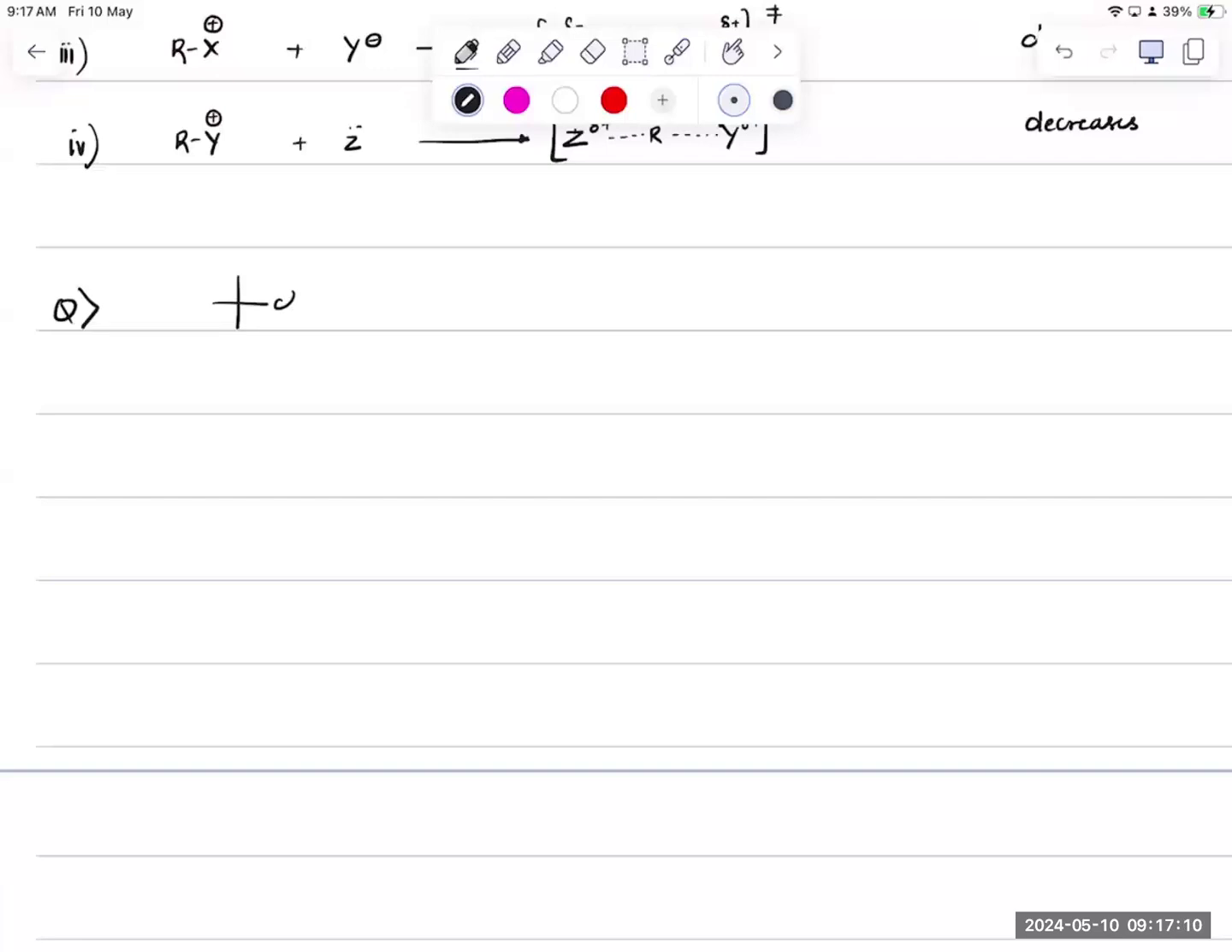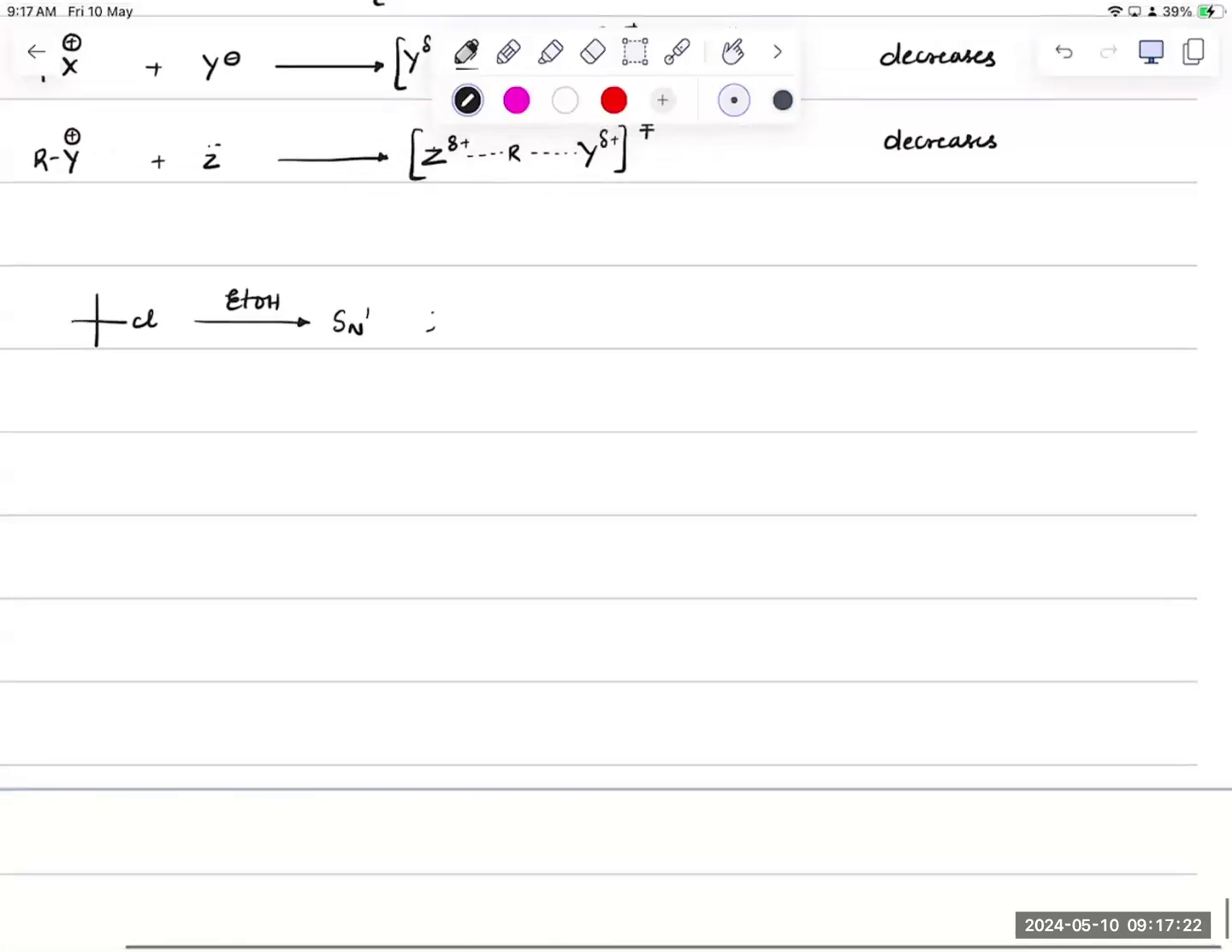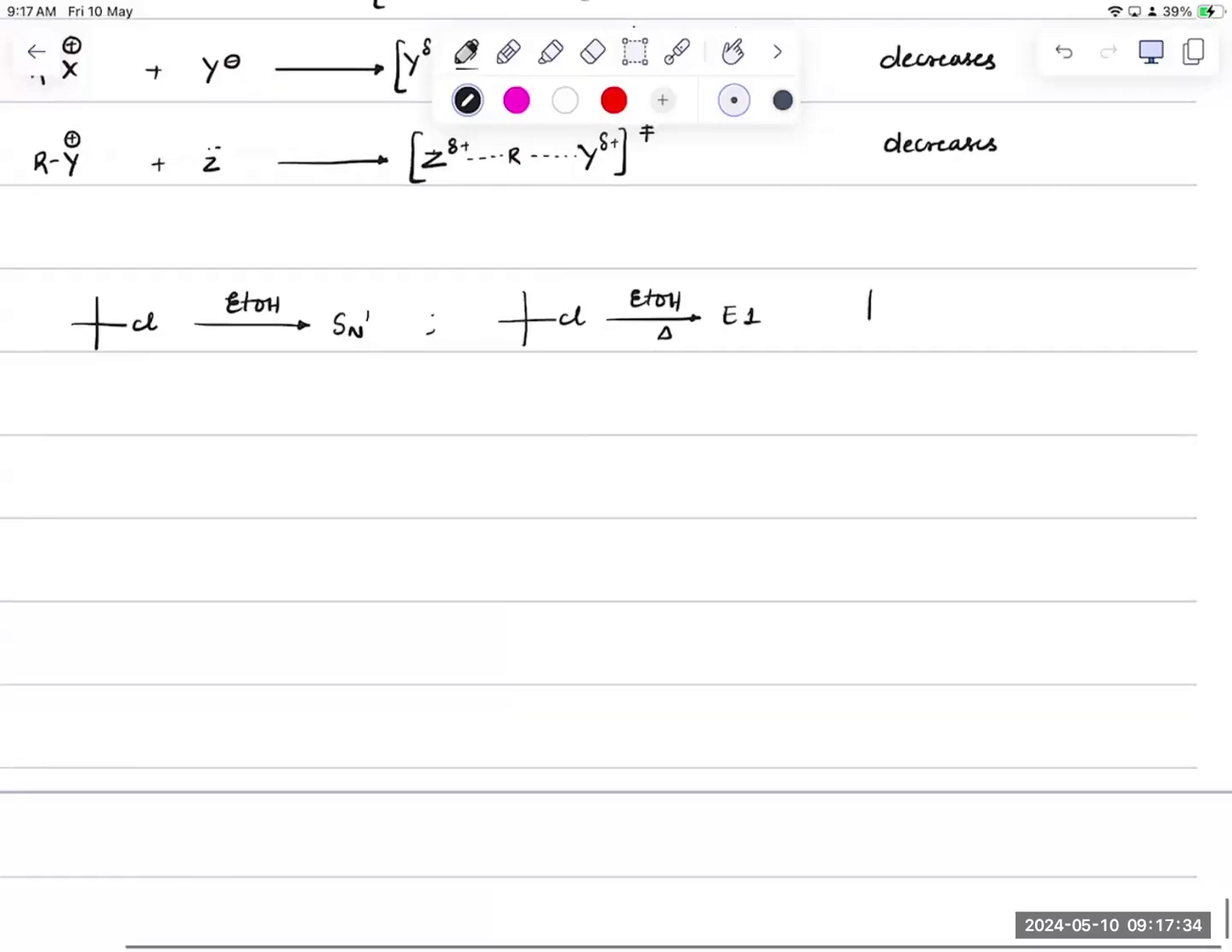Suppose I have a tertiary chloride and it has been given EtOH. The sudden thought we should get is SN1. Similarly, if I give you Cl with EtOH and heat, the thought should come as E1. Got it? Similarly, if I give you Cl and EtO minus, no heat given, EtO minus, that itself means it is E2.